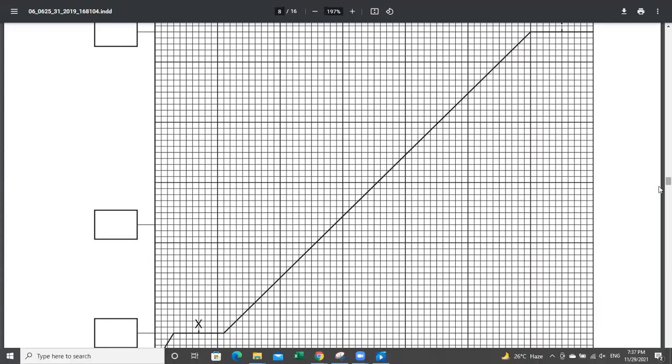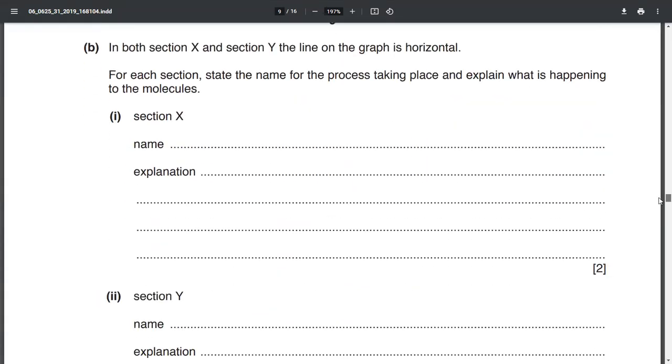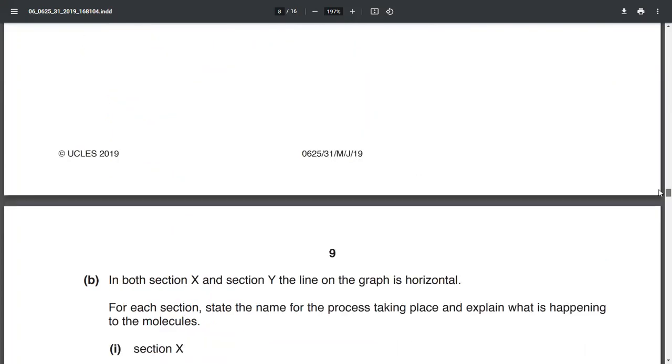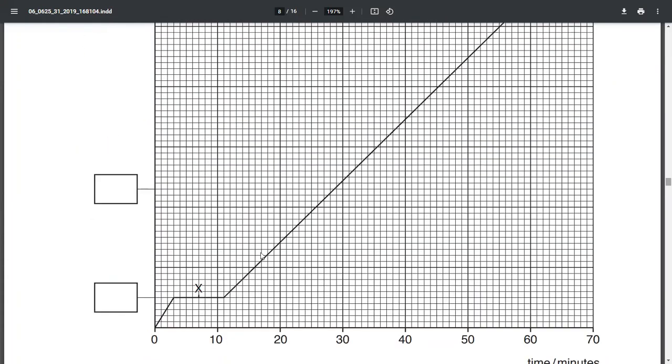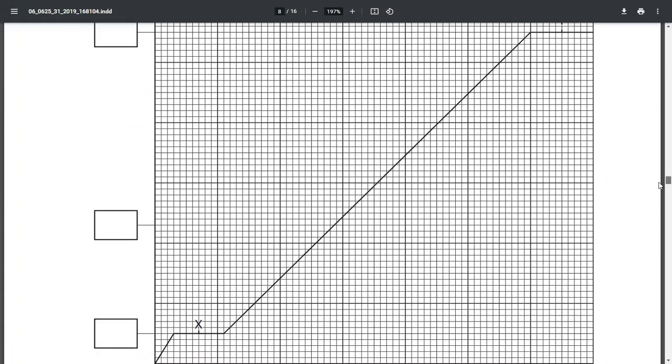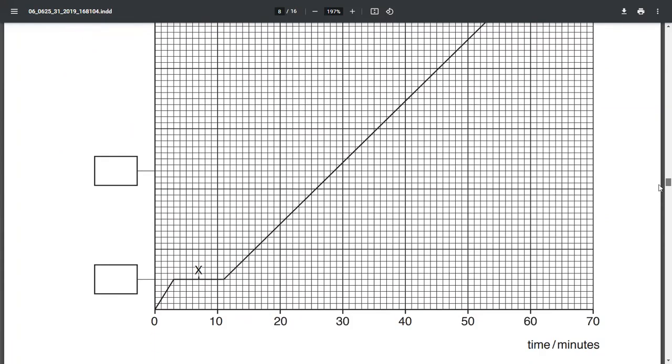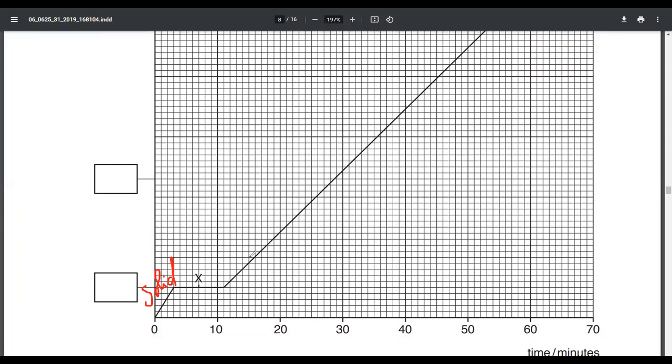Then moving on to the next question. In both section X and Y, the line of the graph is still horizontal. For each section, state the name of the process taking place and explain what's happening to the molecules. At section X, what's happening to the molecules? At section X, as you can see, the temperature stays the same. So it means that we are moving from a solid to a liquid, which means that melting is happening here.